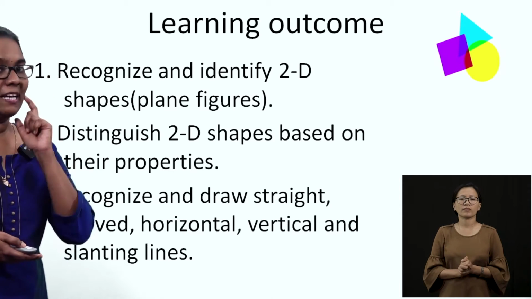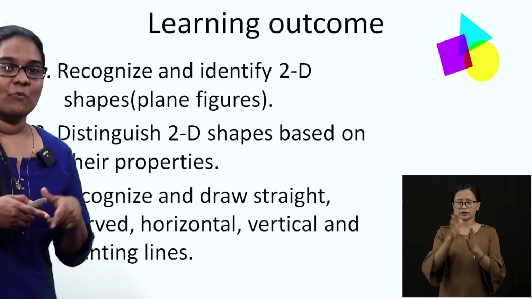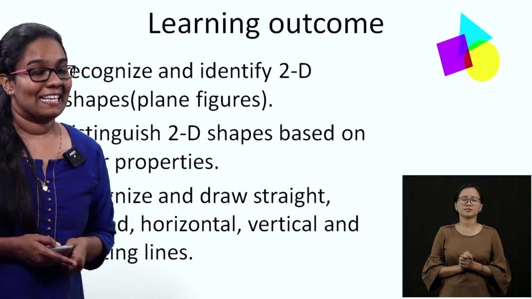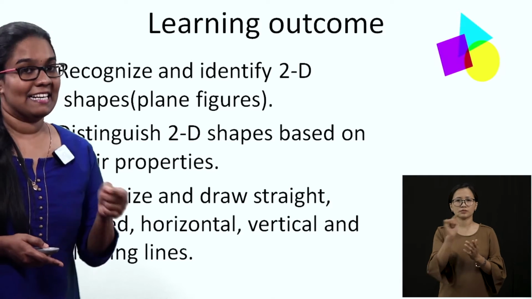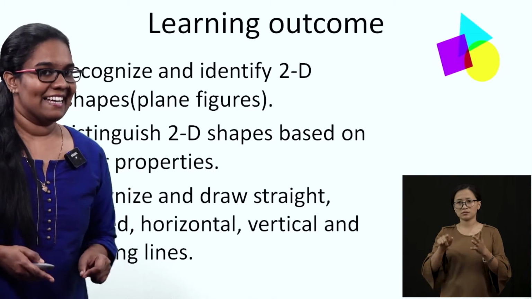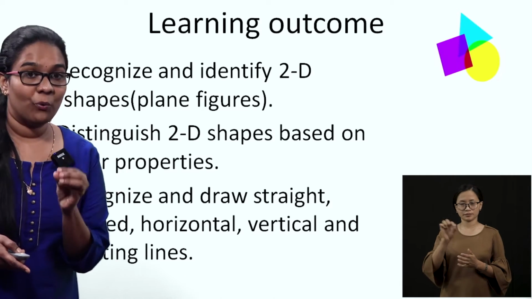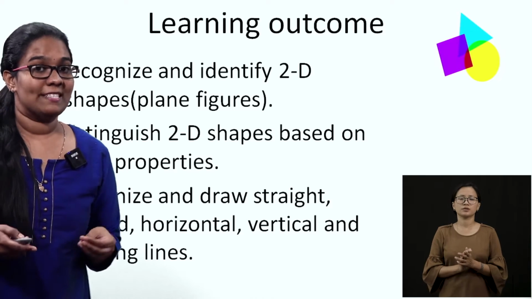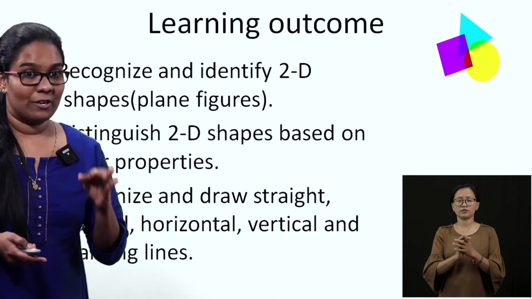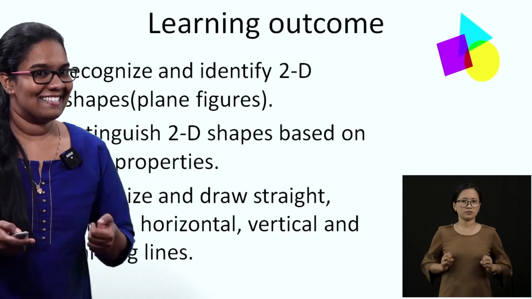Then you also have to recognize and draw straight, curved, horizontal, vertical and slanting lines. In this chapter, you have to recognize and identify 2D shapes, distinguish them based on their properties, and also draw straight, curved, horizontal, vertical and slanting lines. Are you ready? Let's start.